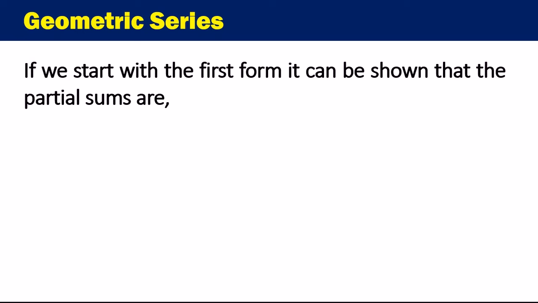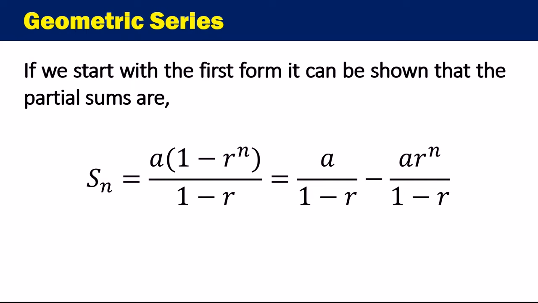If we start with the first form, it can be shown that the partial sums are equal to a times the quantity 1 minus r raised to the power of n over 1 minus r, which equals a over 1 minus r minus a times r raised to n over 1 minus r.